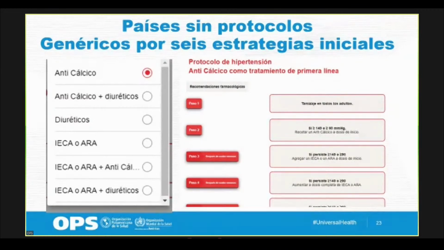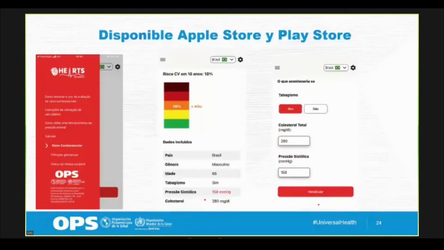In the case of the countries without developed HEARTS protocols, we propose a generic strategy starting with 6 initial points: anti-calcium and diuretics, and then other medicines. And then also with a system of combination of these medicines.